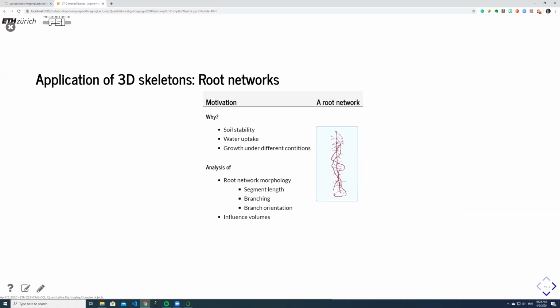So what we want to know is to look at the network morphology and things like segment length between branchings, how much it branches, and also what the orientation of the different branches is. Another further thing is to look at influence volumes. So if you have the skeleton, looking at which volume this segment takes into account when it gets water and nutrition. These are questions that come up with root networks.